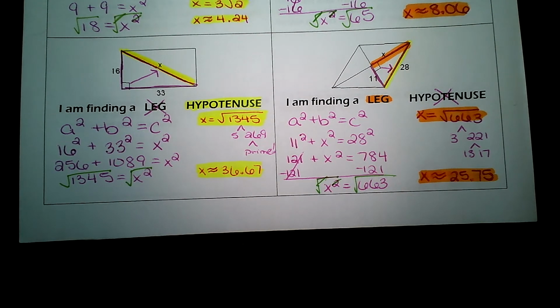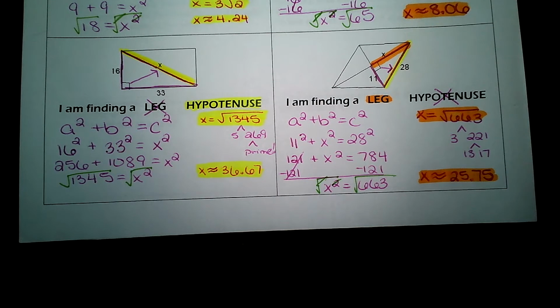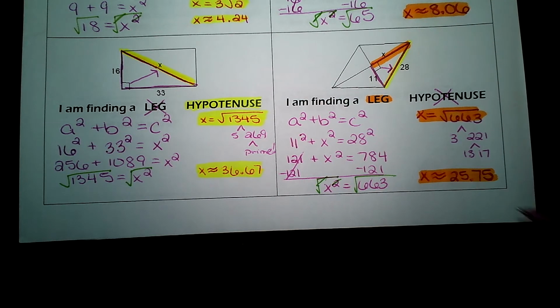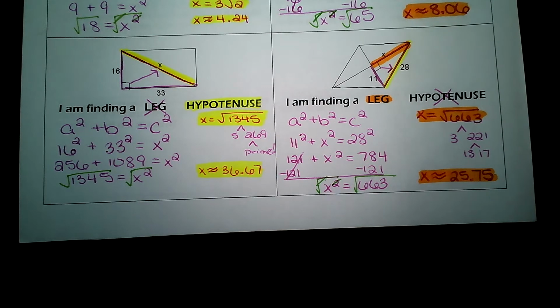All right, let's check and see your work here. I got x is going to equal the square root of 663. Again, that's another really big number. So, of course, I tried to break it down with my factor tree, and I got 3, 13, and 17. So, no pairs. It broke down, but no pairs. So, I couldn't simplify this radical. The radical 663 is my final exact answer. The approximate answer, the rounded answer, is about 25.75.